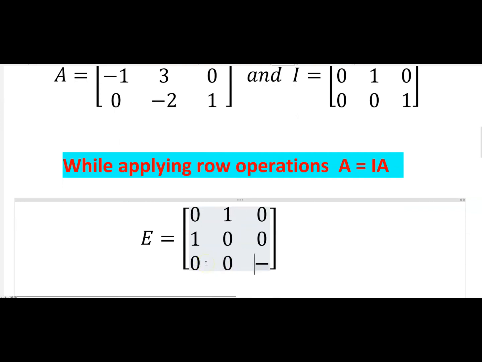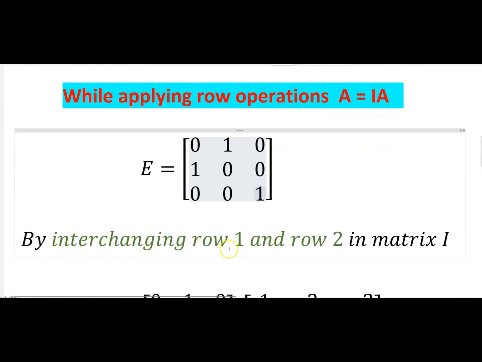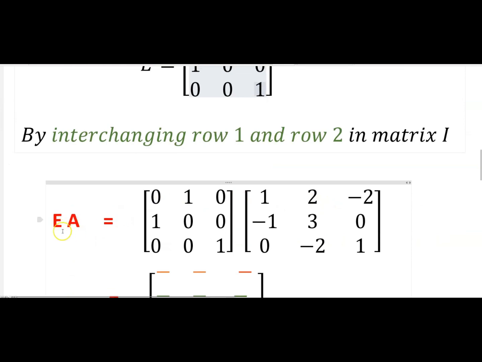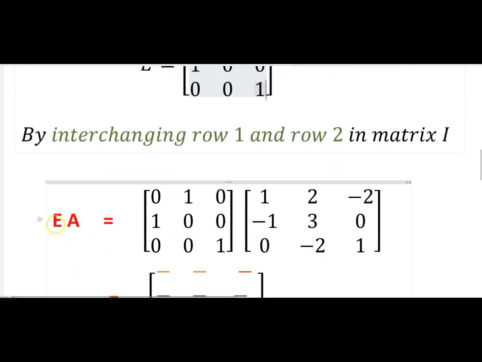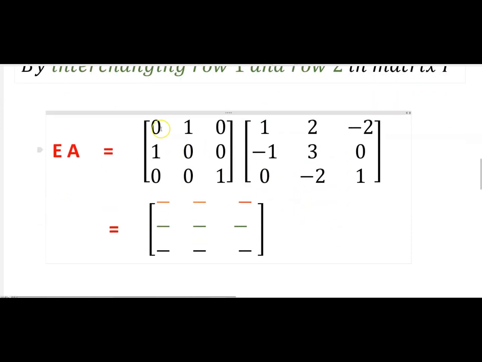Now you can see that this is IA, right? I'm just interchanging row 1 and row 2, so now we will write it as EA, because this was IA. By interchanging the rows, we now have one more matrix, which we name E. So I'm just finding EA now. EA is the E matrix I have written here, and the A matrix that we had.